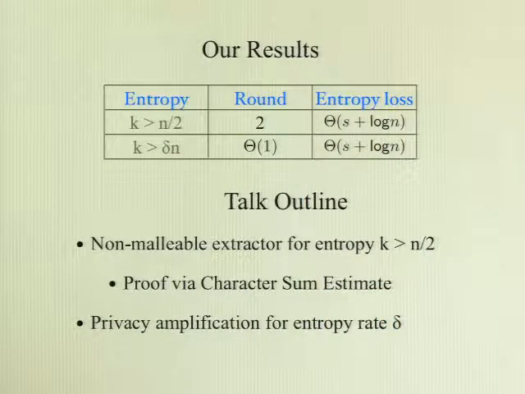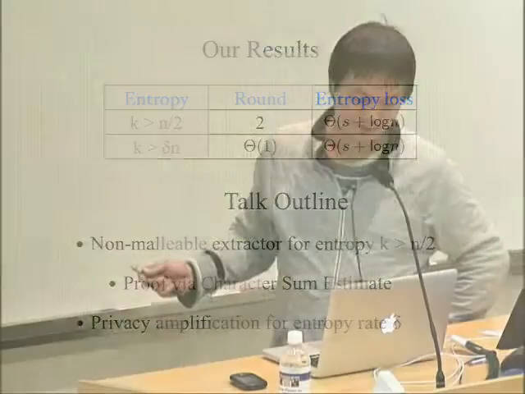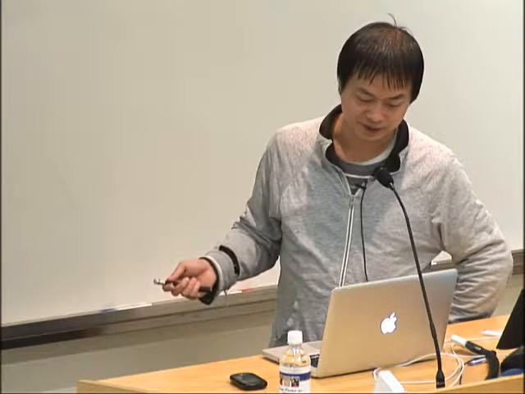Okay, so we obtain these two improvements by constructing the first explicit non-malleable extractors. So in the rest of the talk, I'm going to first talk about the non-malleable extractors construction and say a few words about the proof. And then I'll talk about the private amplification protocol for entropy rate delta, where delta is any constant. I'm also going to say a few words about this two-round protocol, which is actually a direct corollary from the result of Dodis and Wichs.